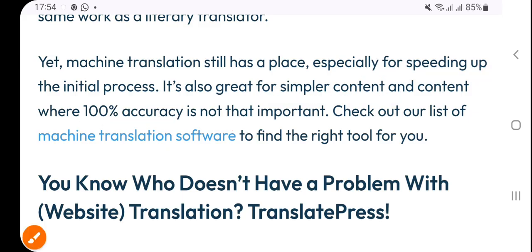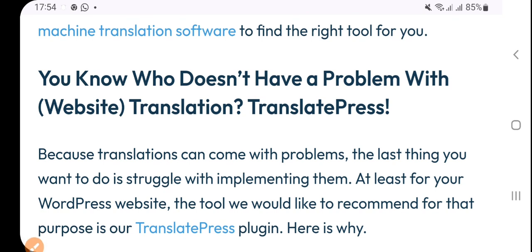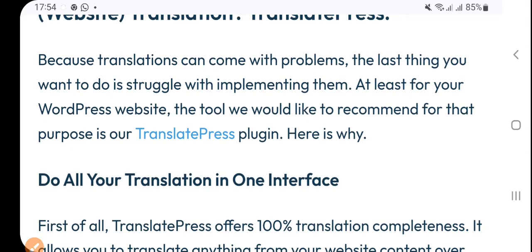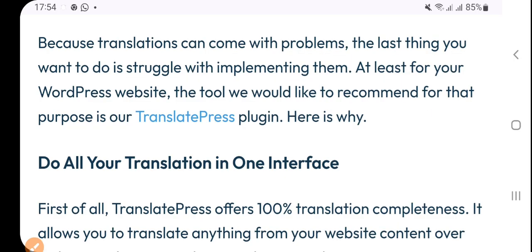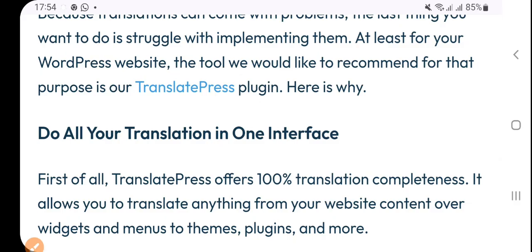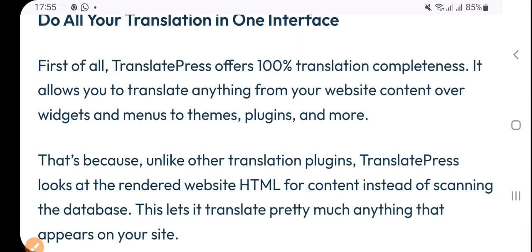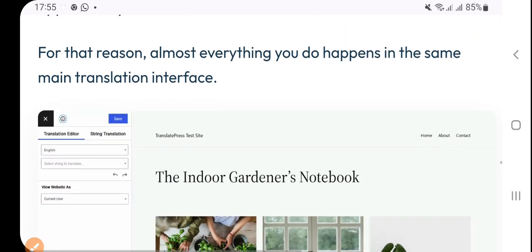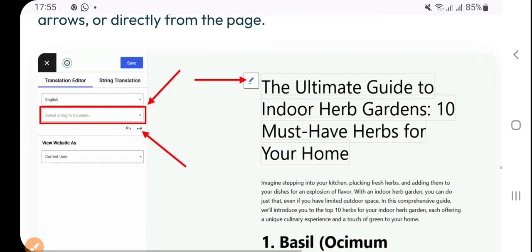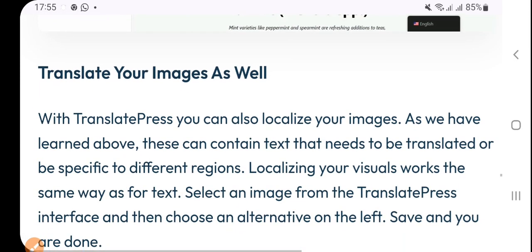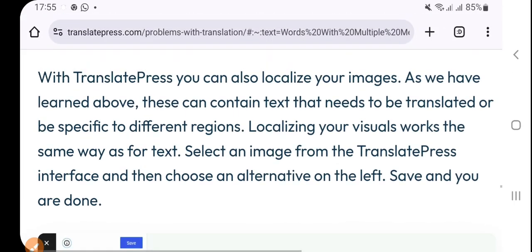Okay. Now you know who does not have a problem with website translation? TranslatePress. Because translations can come with problems, the last thing you want to do is struggle with implementing them. At least for your WordPress website, this is the tool they have given here, right? And TranslatePress guides you how to do it, so that is something you can use. Finally, on this site, they are guiding how to use a machine, how to change an image, right?